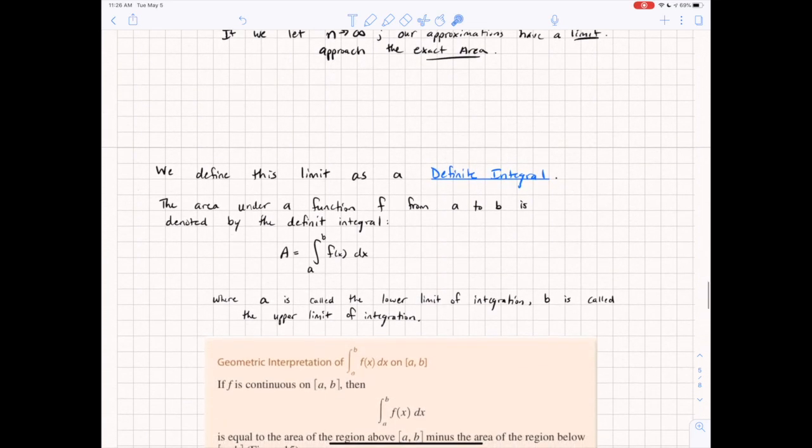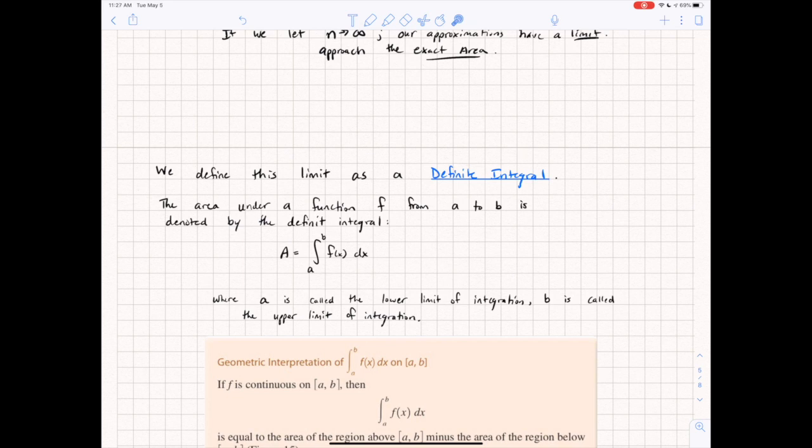The a and the b refer to the lower limit and the upper limit. In other words, it's your left and right boundary, right? I want to find the area. I want to add up all of the approximating rectangles from 0 to 2. So a would be 0, b would be 2.